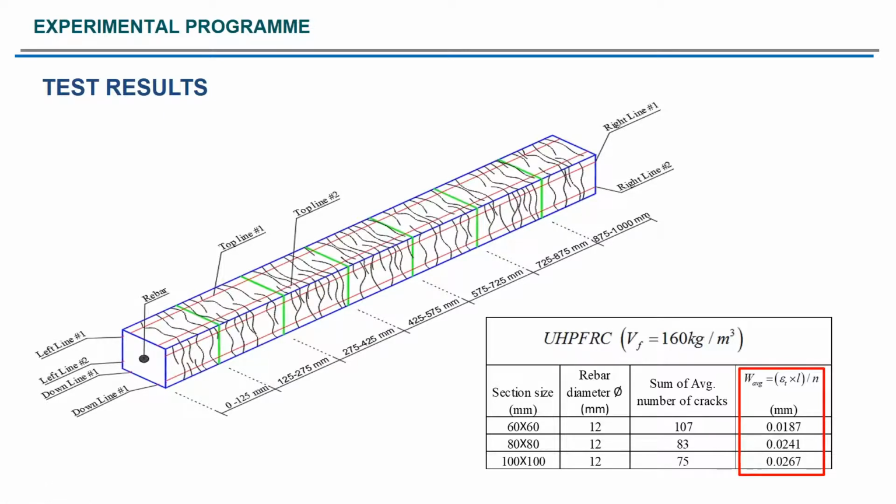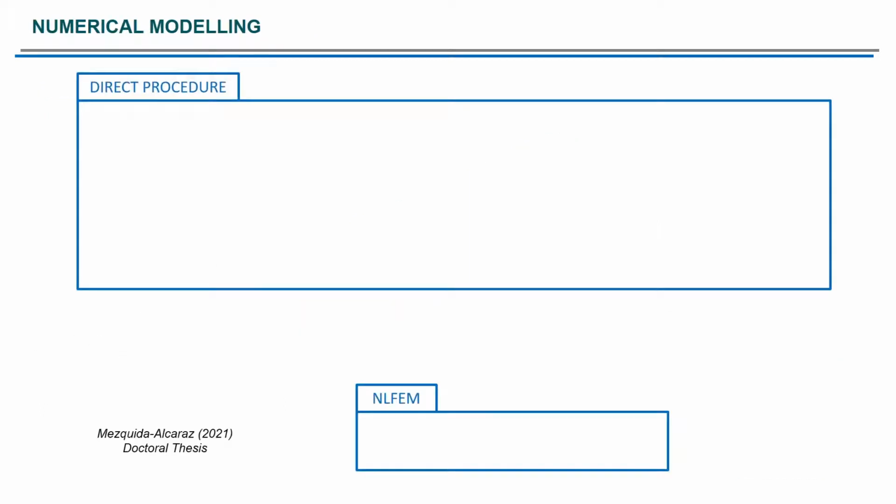Well, with this, I just finished a brief presentation of the experimental program. I won't give more details, and will now go on with the numerical modeling, which is the main focus of my talk. As I'm saying, now I'm going to present how to numerically model the experimental behavior of the reinforced UHPFRC ties, considering such important effects as tension stiffening and shrinkage in the model.